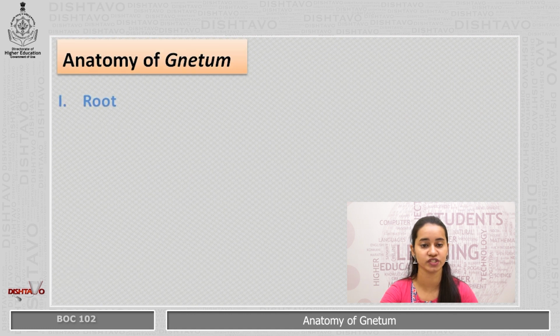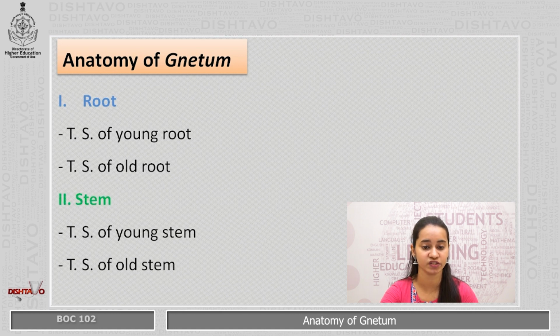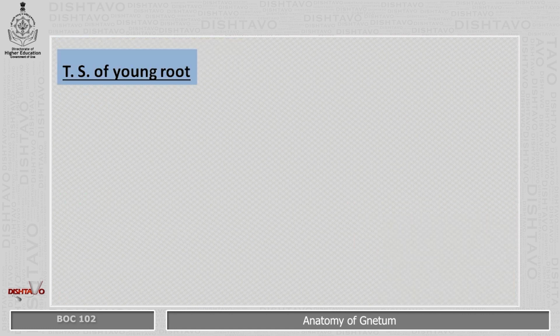So starting with the anatomy, first we will start with the root, which will have T.S. of young root and T.S. of old root. Then stem, which will have T.S. of young stem and T.S. of old stem. And lastly the anatomy of entire leaf. So starting with the root, T.S. of young root.